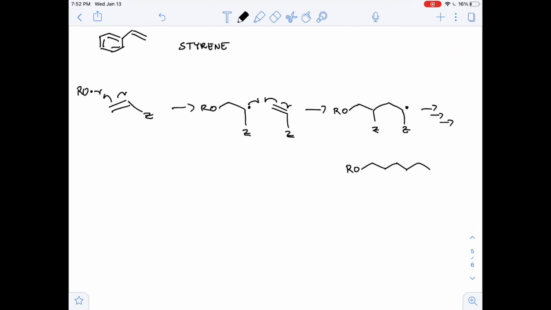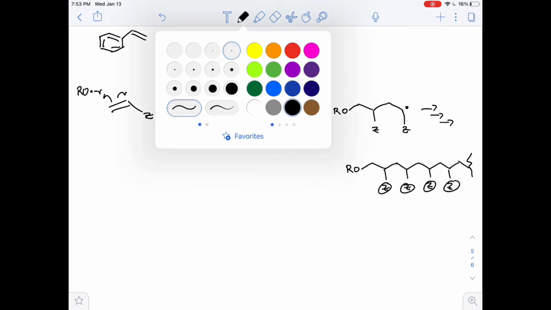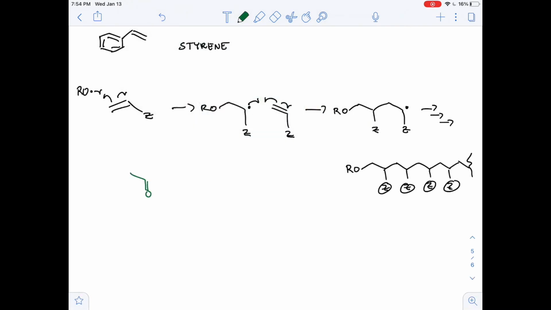And you do it over and over and over again. That's the propagation, and then you build a polymer, right? And your Z, notice, kind of fancy, it's every other carbon, right? And that's the case. That's what you want to do if I ask you to draw me a polymer, basically with this functional group coming off of a double bond, right? And that's pretty nice, right?